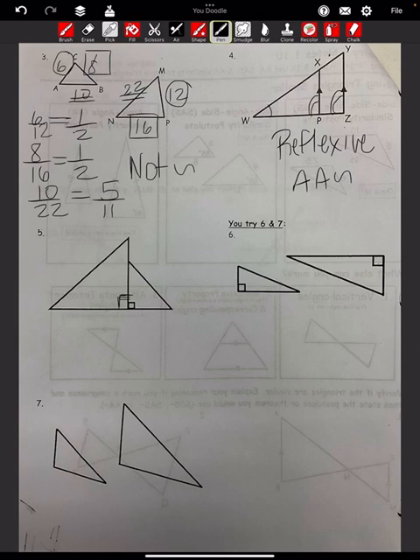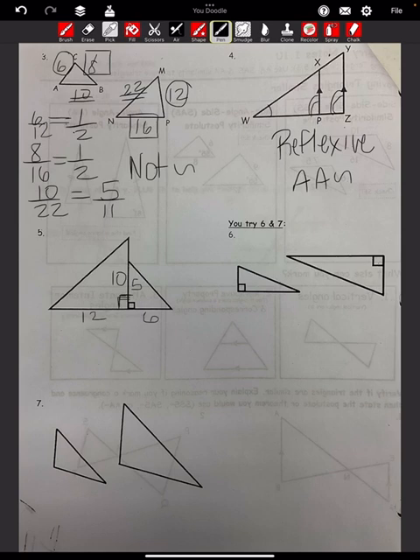So far we have 2 congruent angles. All right. Then let's say that this side is 12, and this side is 6, and this side is 5, and this side is 10. So again, we're going to compare.